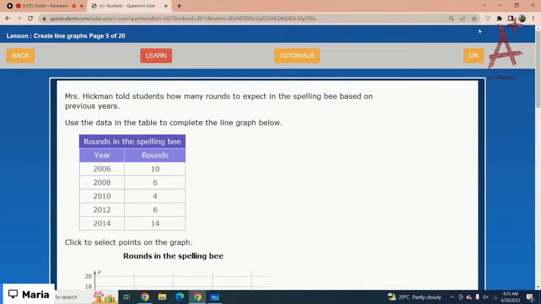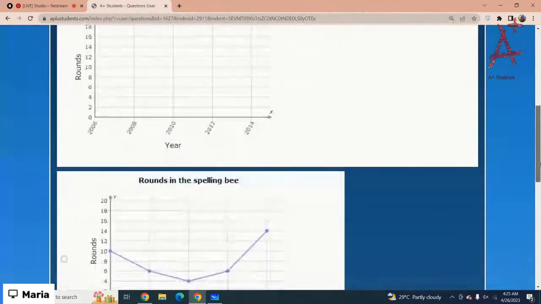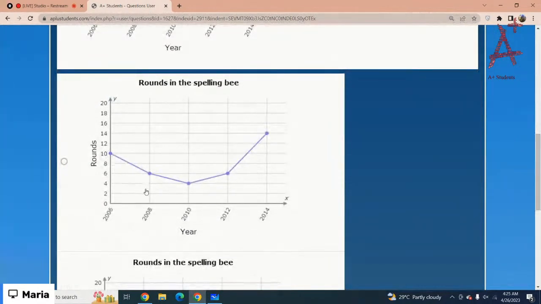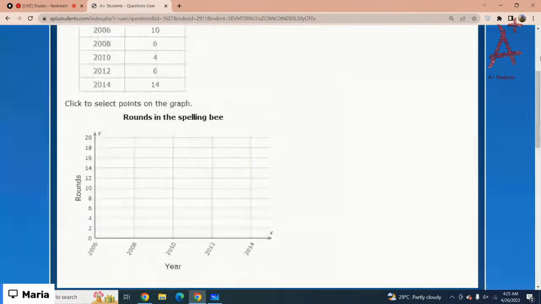Mrs. Hickman told students how many rounds to expect in the spelling bee based on previous years. Use the data in the table to complete the line graph below. The values are 10, 6, 4, 6, and 14. So option number one is the correct option.